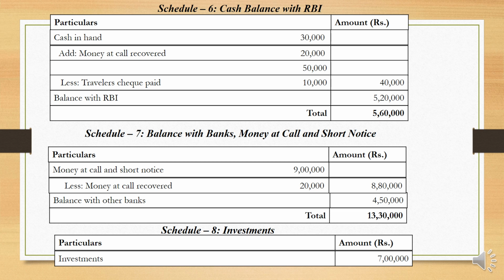minus money at call recovered 20,000. See, here we have added and here it is deducted. Both are in the asset side only. So net impact is 0 on the accounting equation. So 8,80,000. Then balance with the other banks, 4,50,000. So total of schedule number 7 is 13,50,000. Then investment. There is only one piece of information, investments 7 lakh. Okay, fine. So schedule number 8 is over.